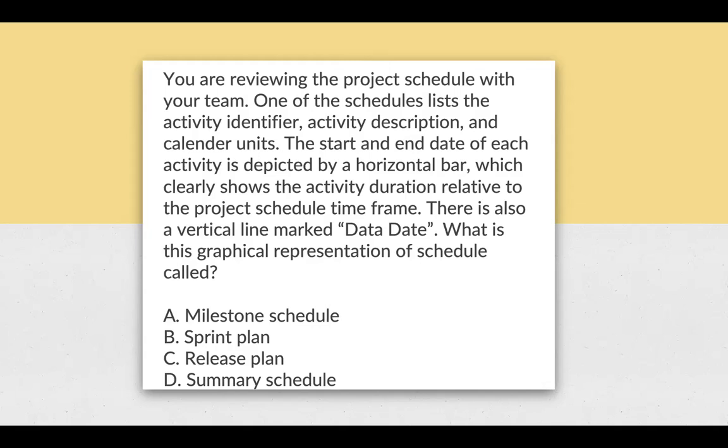Next question. You are viewing the project schedule with your team. One of the schedules lists the activity identifier, activity description, and calendar units. The start and the end of each activity is depicted by a horizontal bar, which clearly shows the activity duration relative to the project schedule time frame. There is also a vertical line marked data date. What is this graphical representation of schedule called? Option A, milestone schedule. Option B, sprint plan. Option C, release plan. And option D, summary schedule.